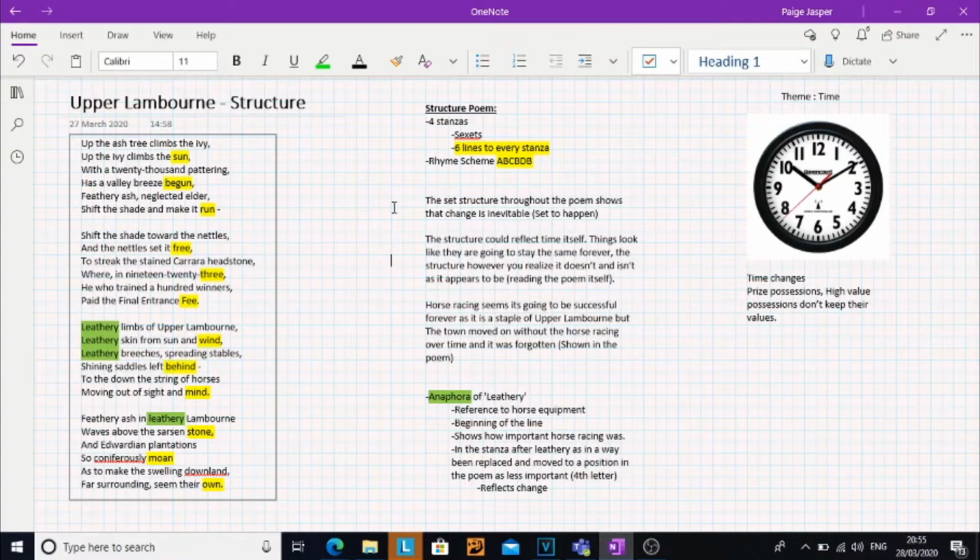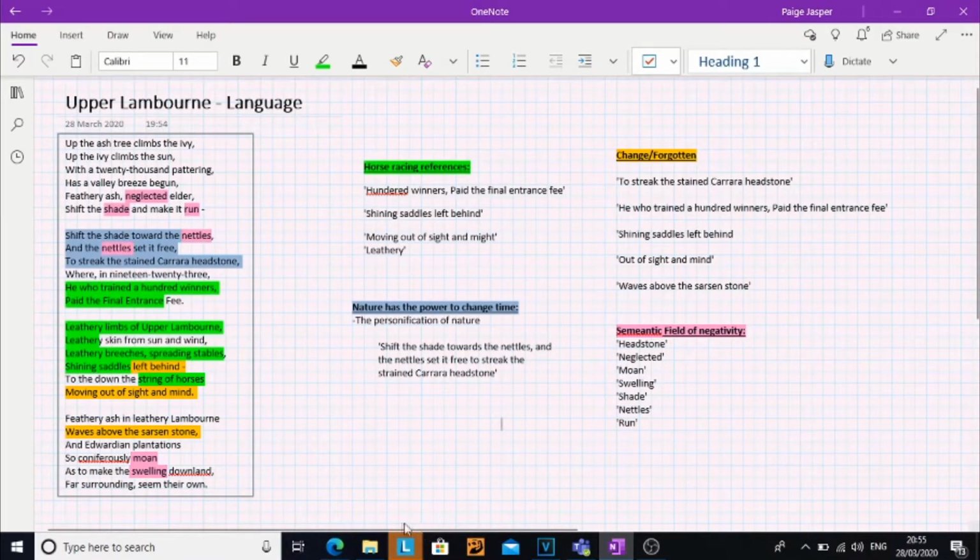The use of anaphora of the word leathery, a reference to horse equipment, at the beginning of the line 3 times shows how important horse racing was. However, it shows how time changed and it wasn't so important anymore. If you look at the 3rd stanza, the word leathery has in a way been replaced and moved to a position in the poem that is less important. Instead of it being at the start of the lines, like these 3 lines, it is now the 4th word of the line, which shows how time has changed and it is less important.